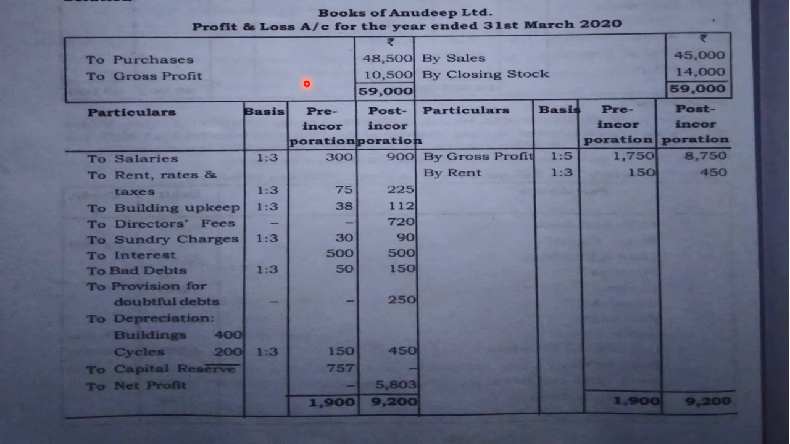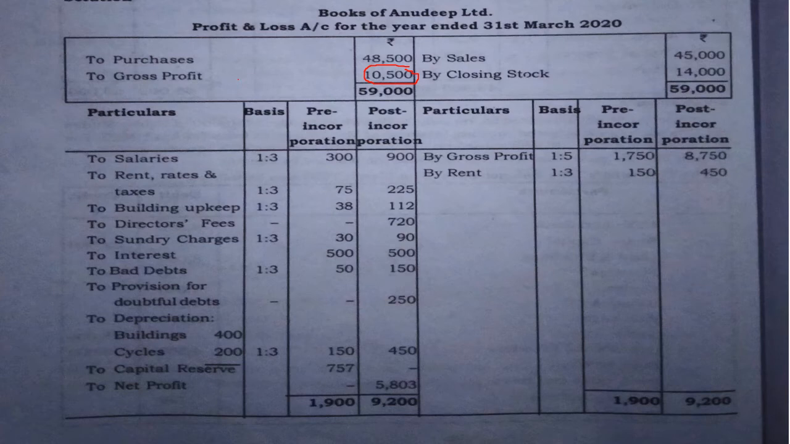Okay, so in this problem, there are three items which come in the trading account, that is purchase, sales and closing stock. So this gross profit is the balancing figure. Okay, so this is the balancing figure. So gross profit is the balancing figure.